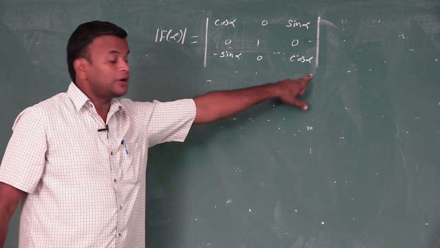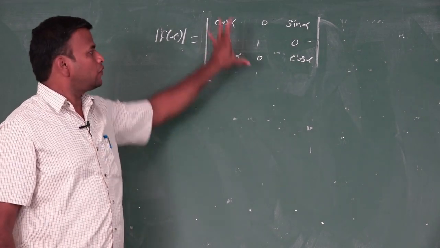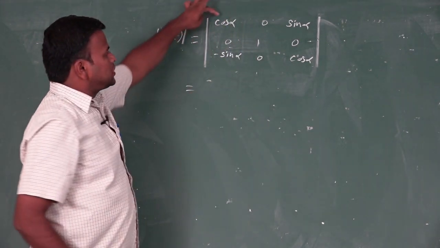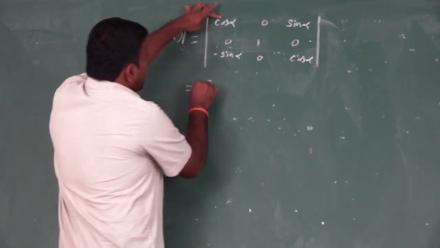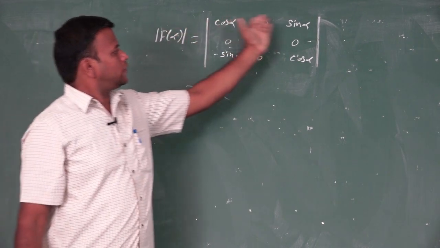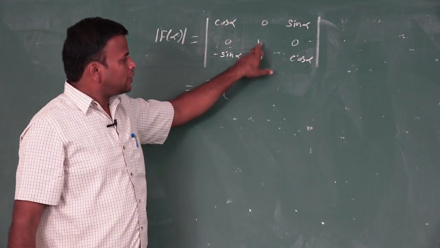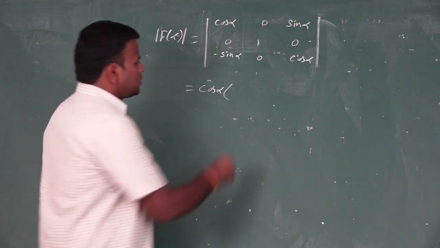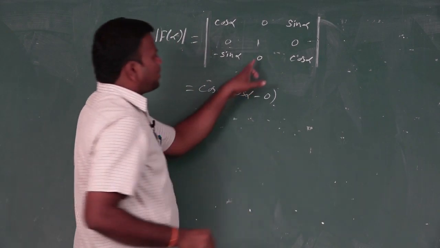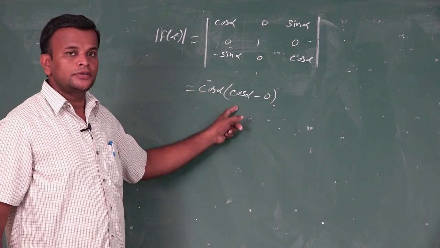Determinant of f of alpha. The determinant symbol is important. You don't put the matrix symbol, it's a determinant symbol. Determinant of f of alpha value. First element is cos alpha. So cos alpha of, we leave the first row and first column. We find the remaining elements value. 1 into cos alpha is cos alpha. Minus 0 into 0 is 0. So first one is 1.